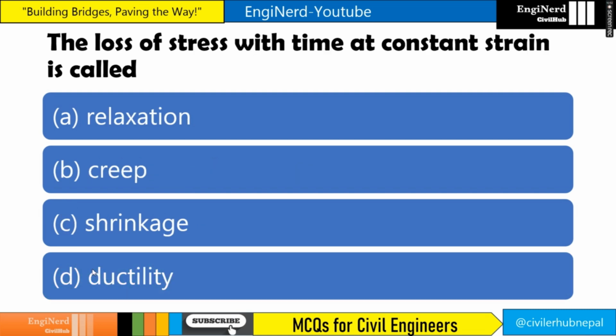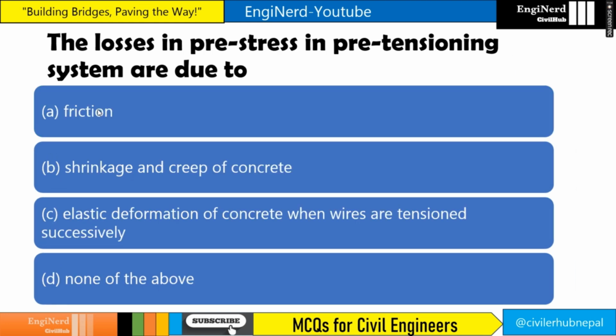Next is, the loss of stress with time at constant strain. It's called. So strain is constant, right? So at the constant strain, it is called relaxation. Okay. The losses in pre-stressing systems are due to. So in the pre-tensioning system, the losses in pre-stress are shrinkage and creep of concrete.